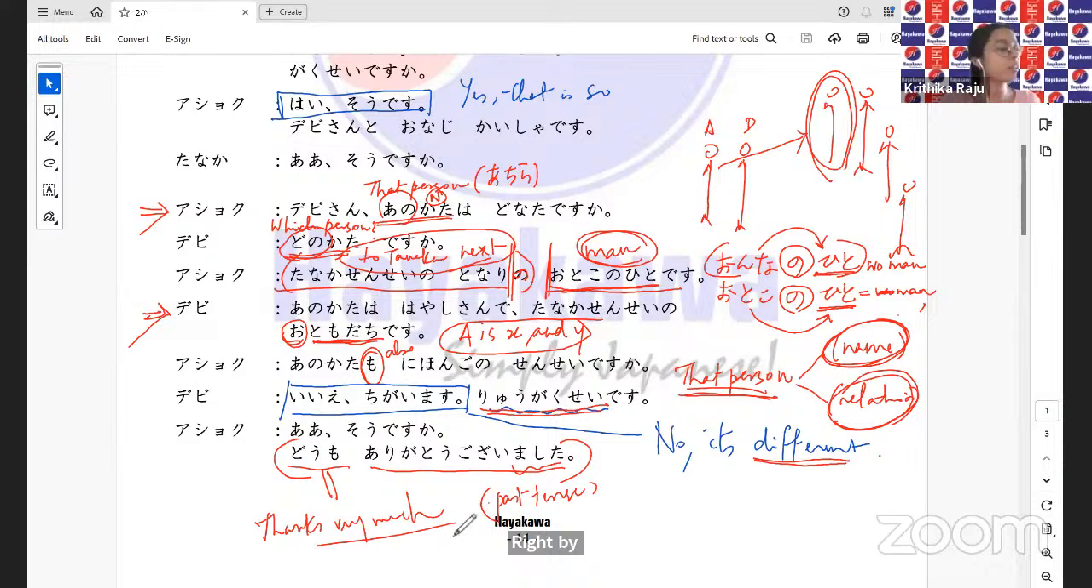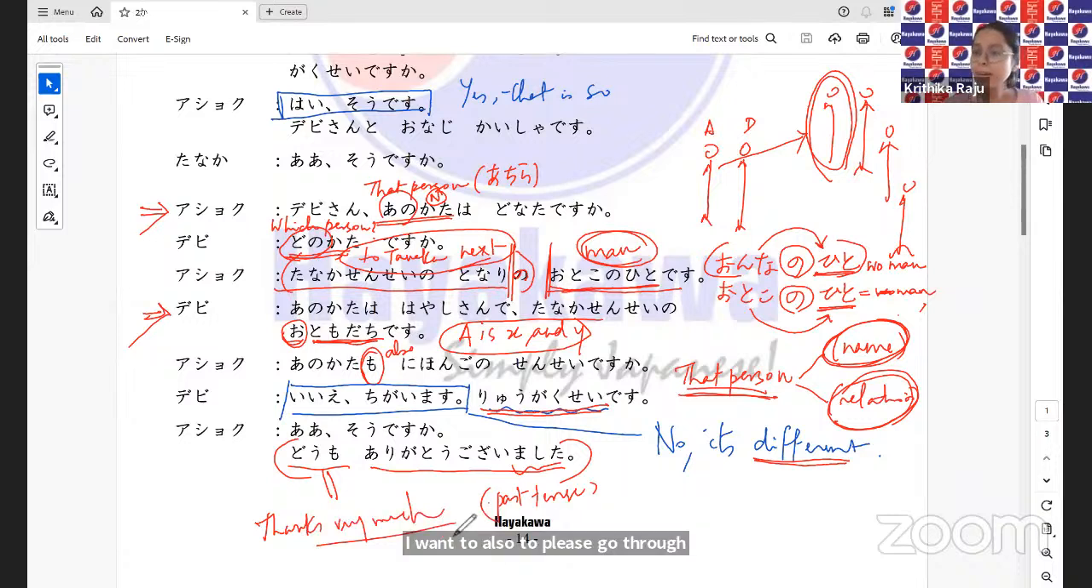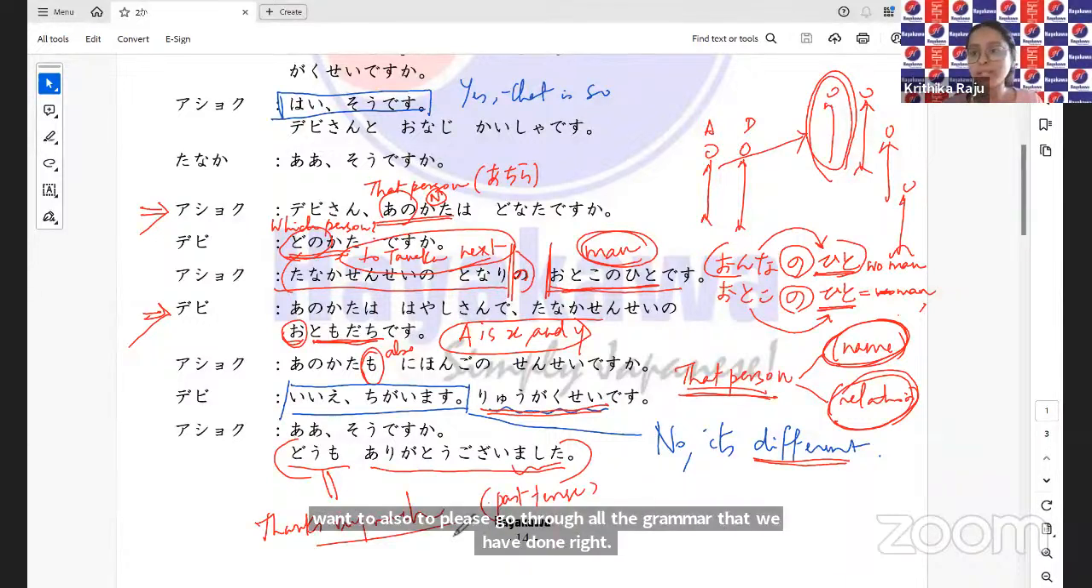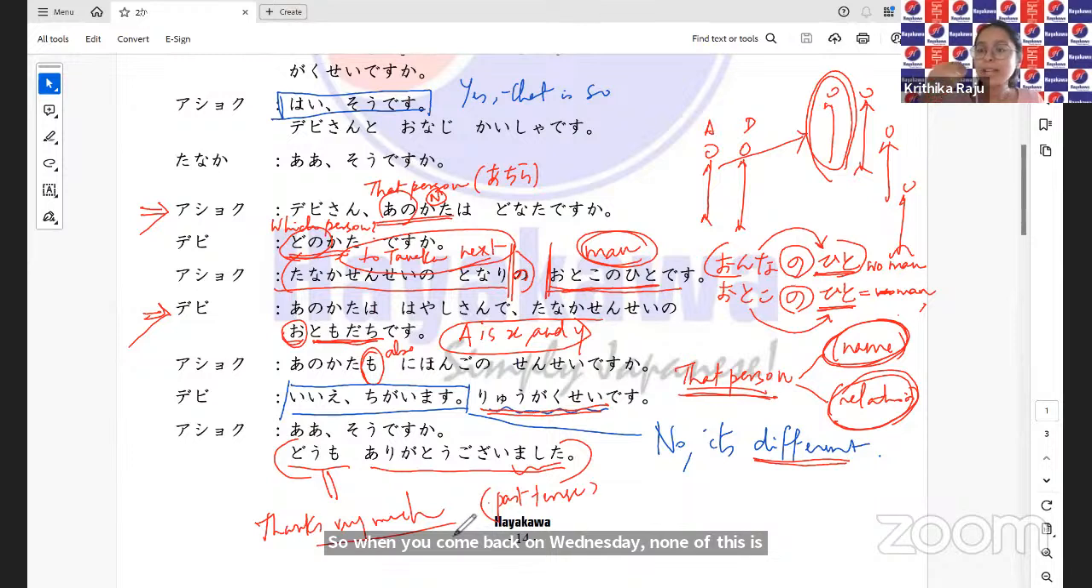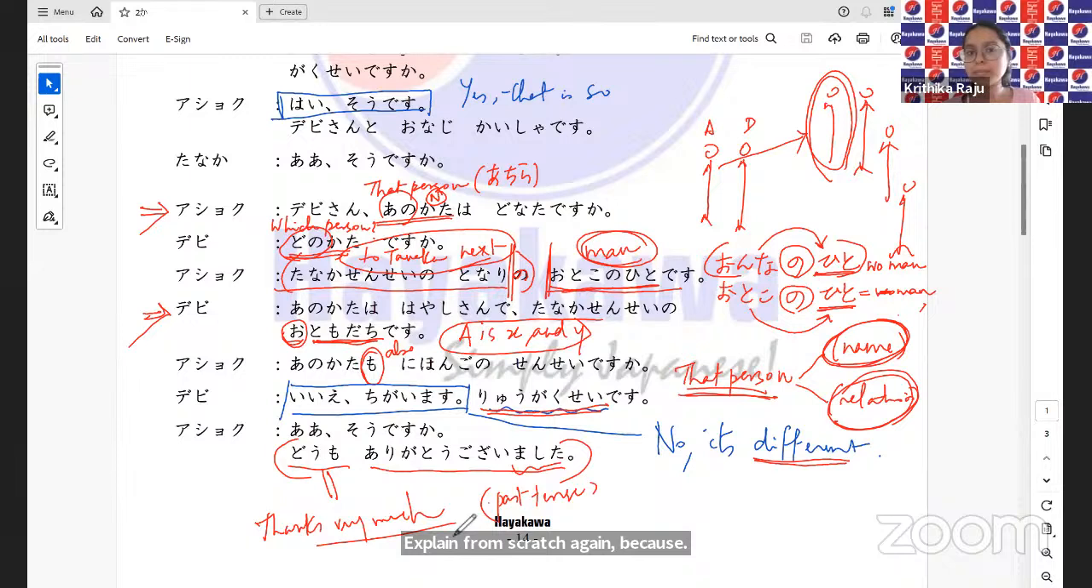But I don't simply want you to read and send it. I want you also to please go through all the grammar that we have done, right? So when you come back on Wednesday, none of this is fresh because I don't want to explain from scratch again because it'll take up a lot of time. We've done quite a bit of grammar. I want you all to go through this. It doesn't matter. You can use your recorded class videos to study, your notes to study, whatever.